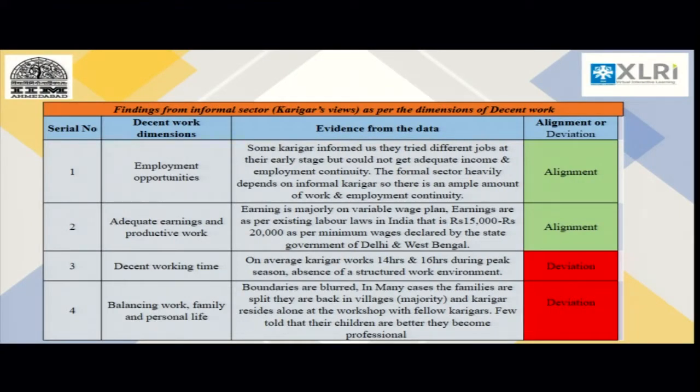Where is the problem? The problem is decent working time. On an average, the karigar works around 14 to 16 hours, and during peak season, it has been found that it actually exceeds further. Sometimes the whole night they are supposed to work. So this is one of the deviations. I will explain later in my further slides why this deviation is there, what motivates the karigar to stretch so long at the workplace.